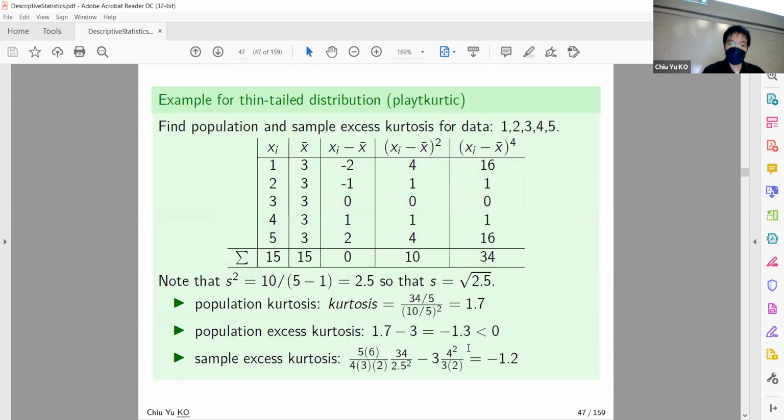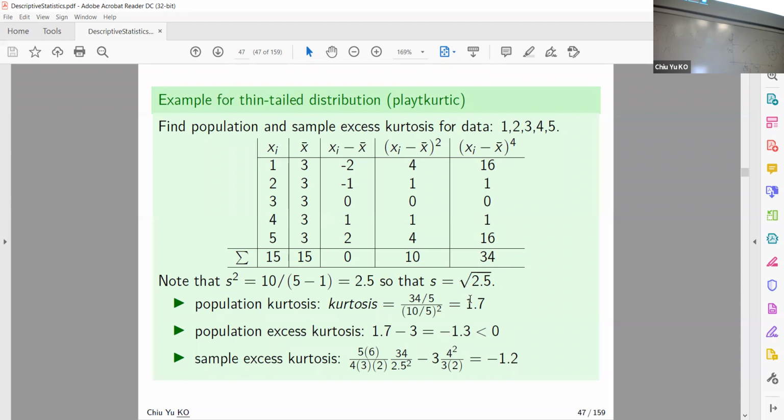Okay, and we are trying to play around again with this one: 1, 2, 3, 4, 5. In the mean, this calculates the difference. I think up to the first 4 columns we know very well. The last column is also fine, just raised to the power again. It gives you 34. So the answer is 34 over 5 over this one. This kurtosis is 1.7. The excess kurtosis is negative.